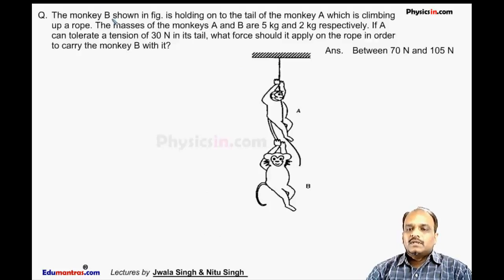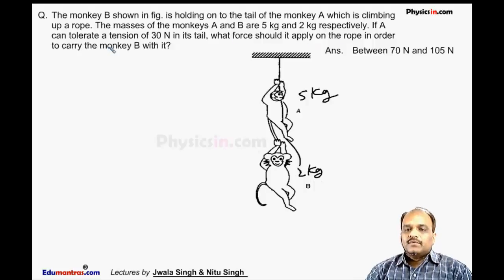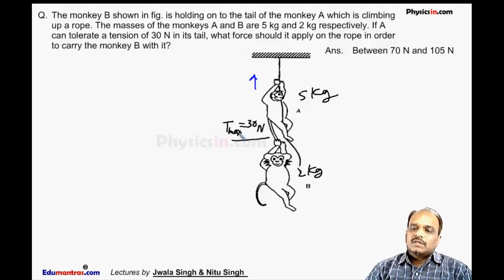Now in this question, a monkey B, as shown in the figure, holds the tail of monkey A. The mass of monkey A is 5 kg. The mass of monkey B is 2 kg. If A can tolerate a maximum tension of 30 Newton, we have to calculate the minimum force we should apply on the rope in order to carry these monkeys with it. Suppose these two monkeys are going upward, the maximum tension this tail can bear is 30 Newton.